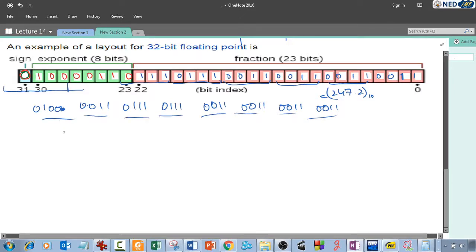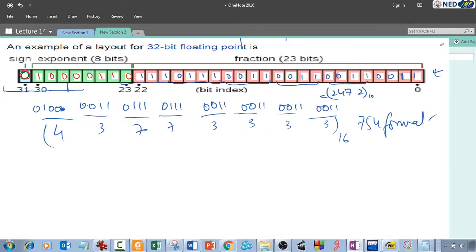You want to convert that into hexadecimal. The 4 bits represent one hexadecimal number, and we have 4 3 7 7 3 3 3 3 in hexadecimal, following the IEEE 754 format. So actually this bit stream represents this number. Hexadecimal is used just to represent the number, to make the binary numbers much more readable.